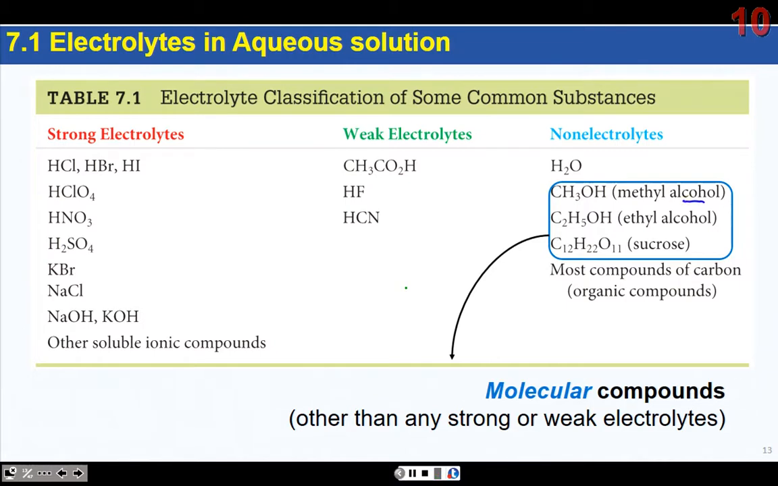Alcohols fit that category, sugars fit that category, and in a general sense, organic compounds, compounds of carbon, are going to be non-electrolytes. They do not contain ions. The only molecular compounds that contain ions are the weak acids from that weak electrolytes column. Okay, good things to be aware of.